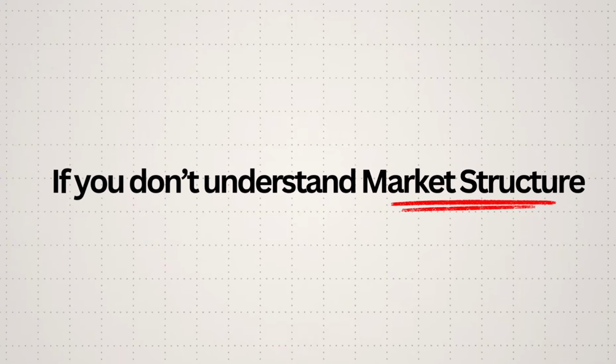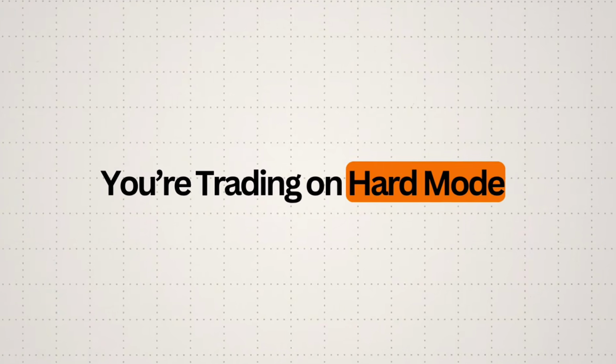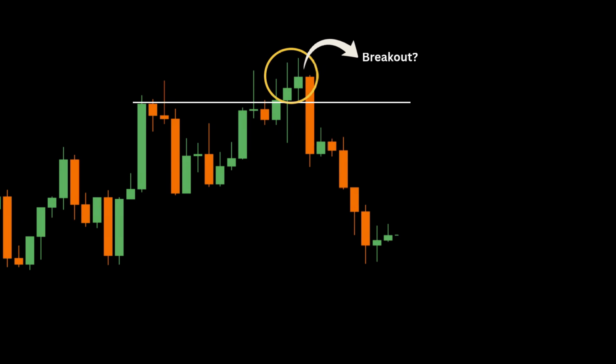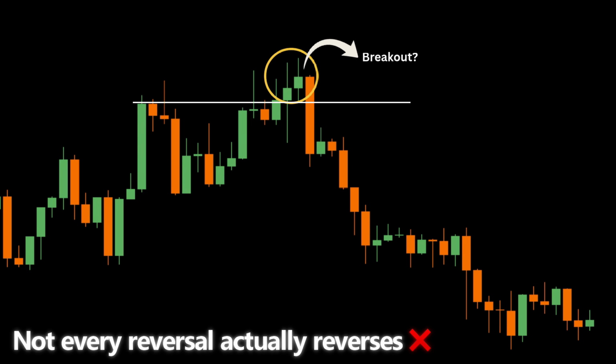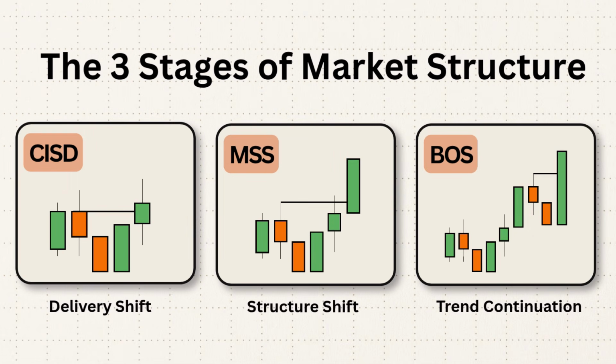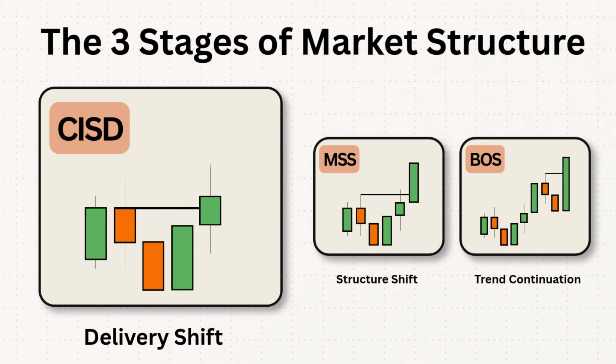If you don't understand market structure, you're basically trading on hard mode, because not every breakout is real and not every reversal actually reverses. So in this video, we're breaking down CISD, MSS, and BOS and how to use them to identify fakeouts before the real move happens. So let's start with a change in state of delivery, or CISD.